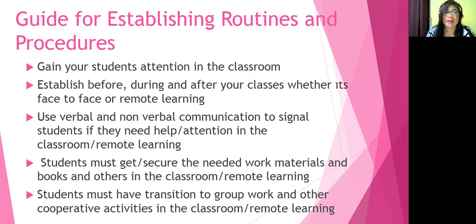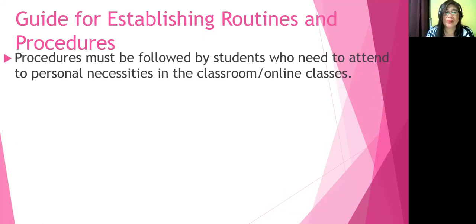Next, rules. You have to set rules on their personal necessities. They cannot just go out three to five times in one hour. You also have to set the rule that before the start of the class, they are given like five minutes or ten minutes to do personal necessities. Except if there is a problem in their family.